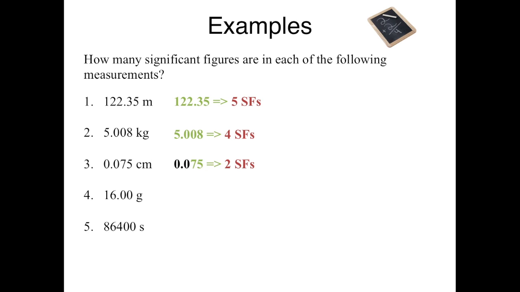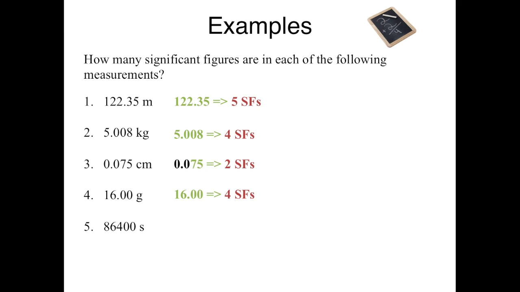Number 4, 16.00 grams. Again, you ask yourself what kind of number. This is a decimal number. And zeros that are trailing in a decimal number, trailing at the end, they are significant. So all of those numbers are significant. So you have 4 sig figs there.